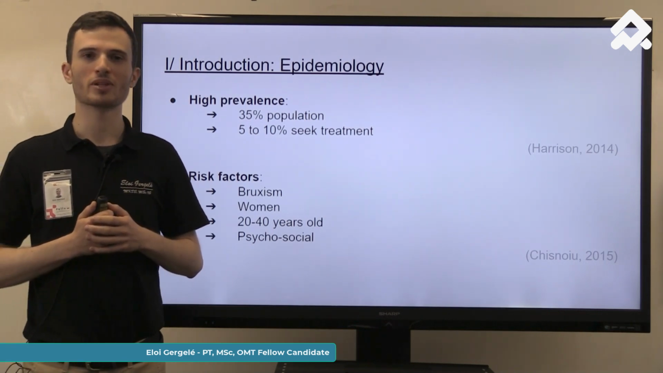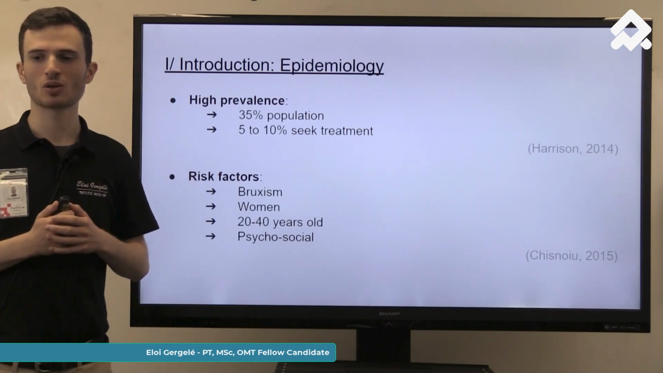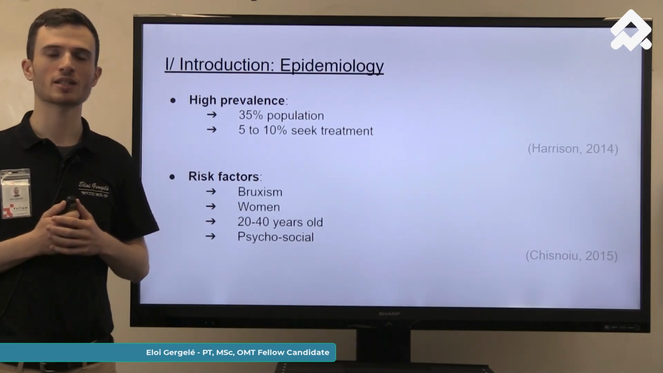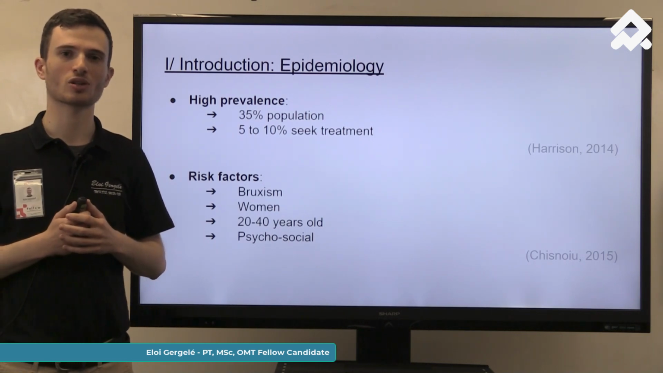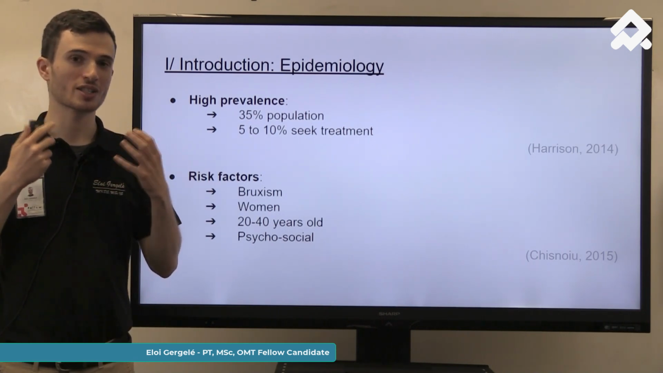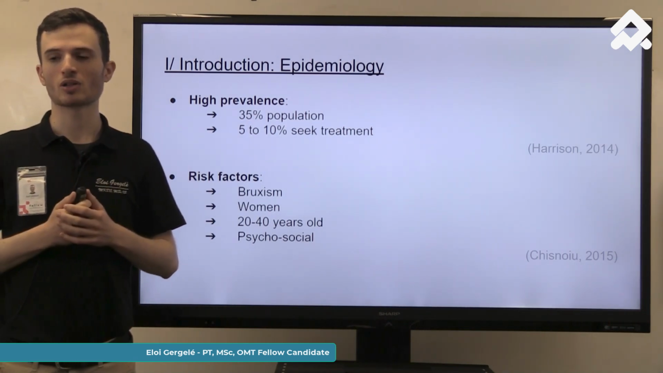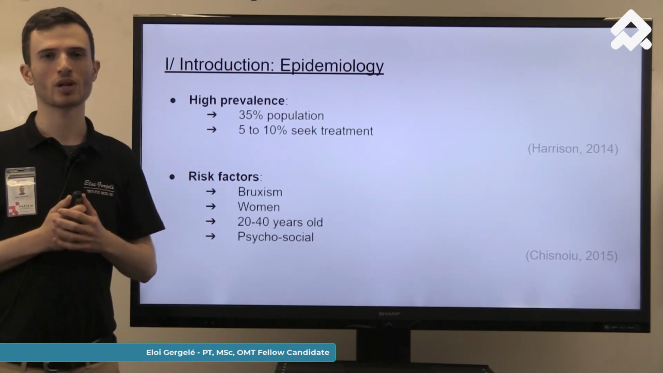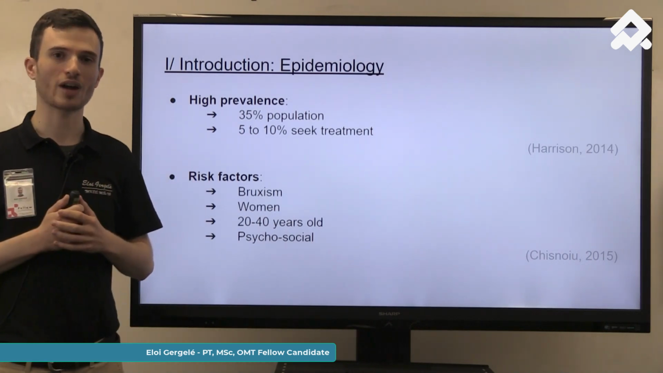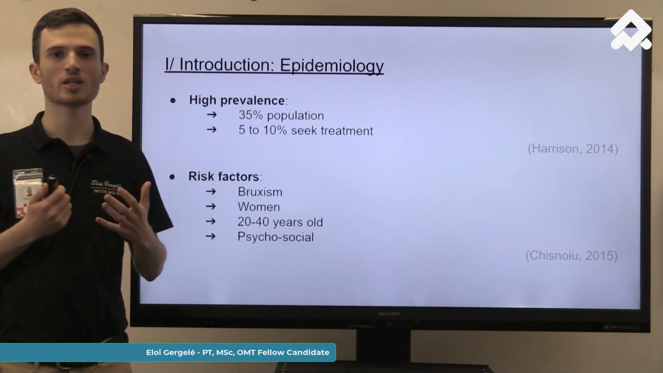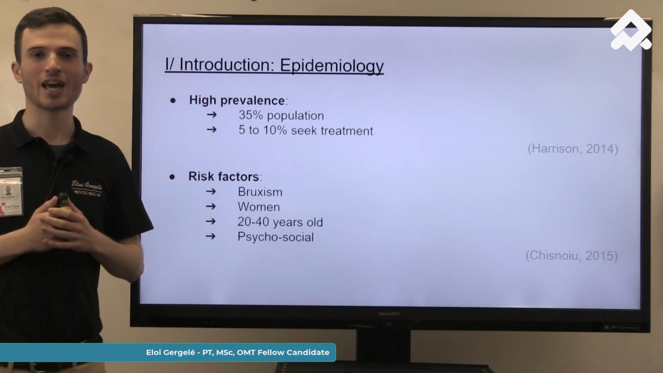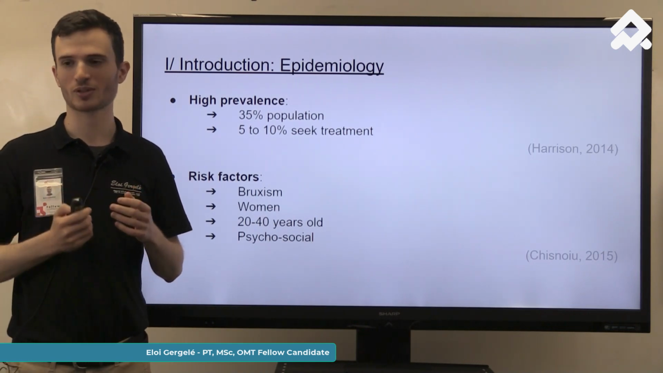A little bit of epidemiology. So TMD has a high prevalence because it has been estimated that 35% of the population has TMD symptoms, but only 5 to 10% of the population is going to seek treatment. The 4 main risk factors are bruxism, being a woman, having an age between 20 and 40 years old, and having psychosocial troubles.